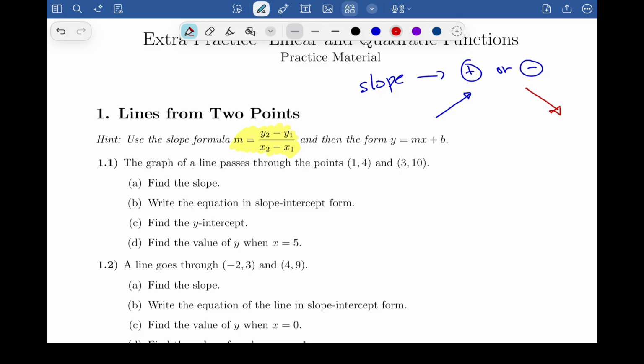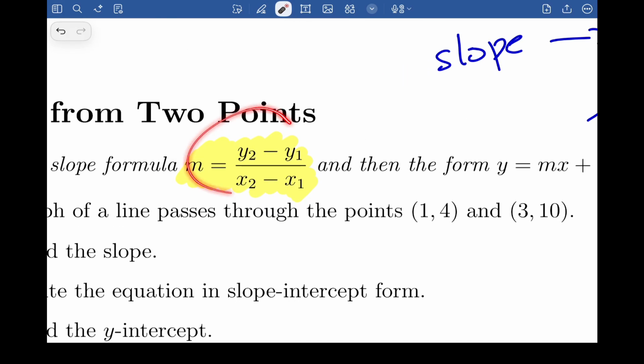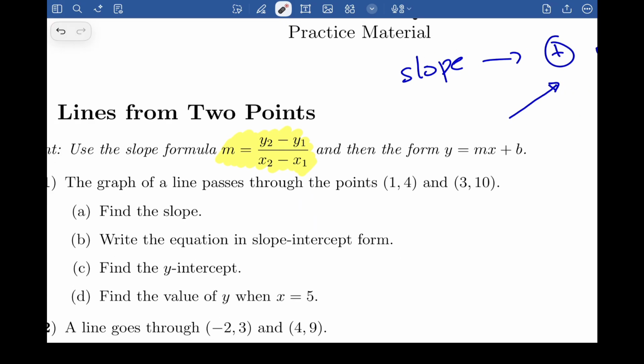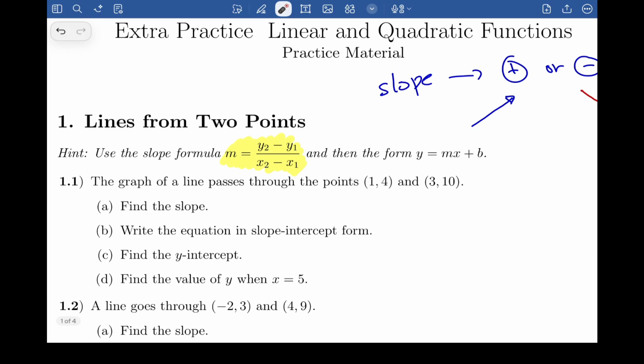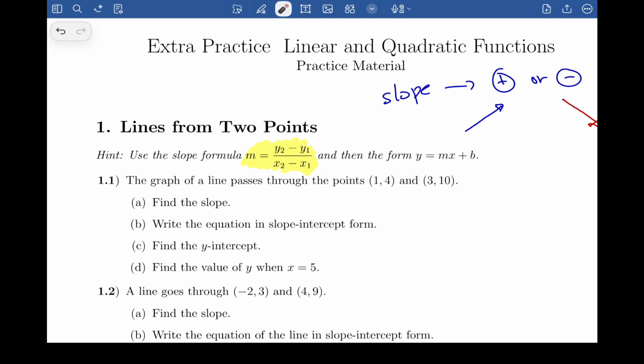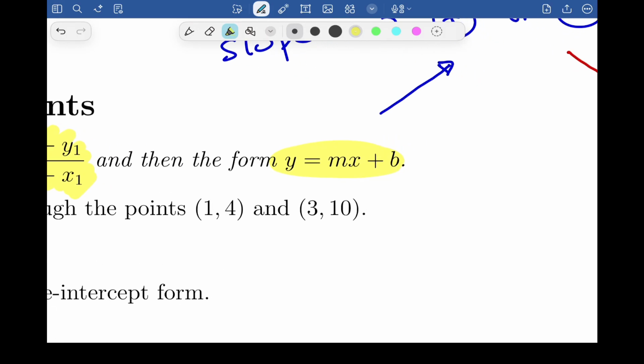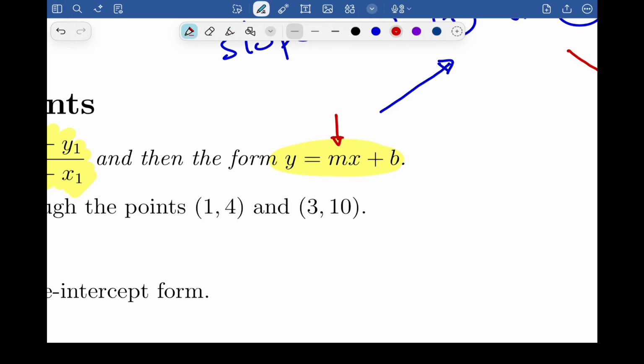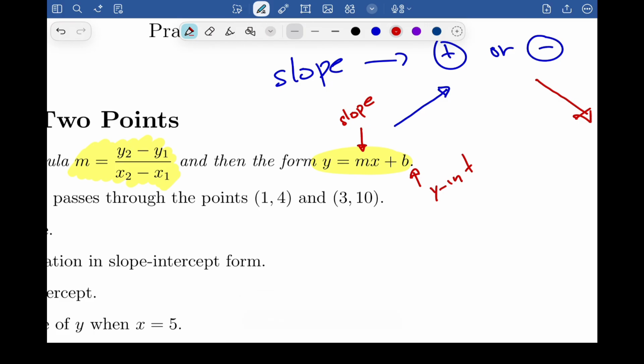Then if we want to find the slope, we can use this formula: y2 minus y1 divided by x2 minus x1. And then there are many ways to represent a line, a linear equation, but this is super popular. This is the slope and y-intercept form. If you remember, the m, the number next to the x, is the slope, and b is the y-intercept. So this is super important.